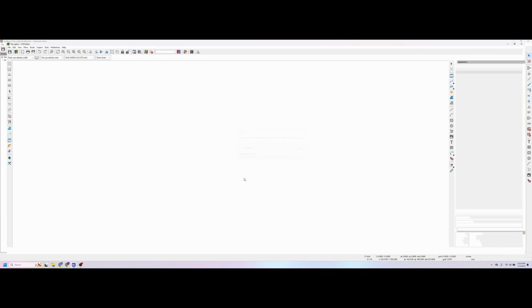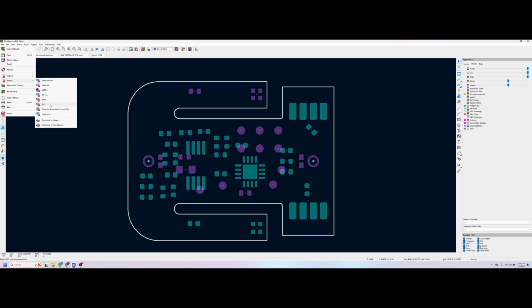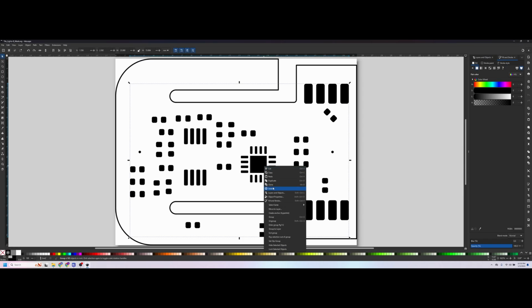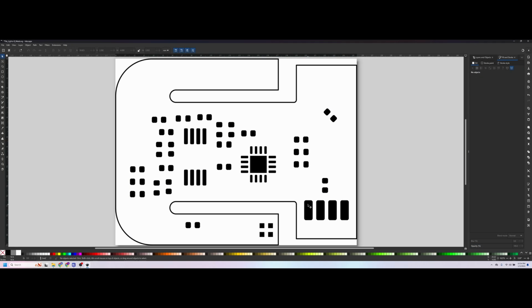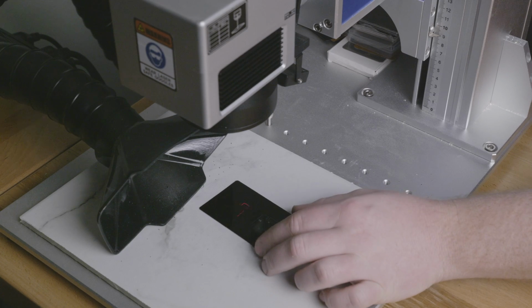So I exported the appropriate KiCAD layout data as a scalable vector graphic, an SVG file, deleted the things I didn't want in Inkscape, and then I added a few little tabs back in. I did this for both sides of the circuit board, and then I brought it over to the laser. I used Lightburn here, so I just opened that up.